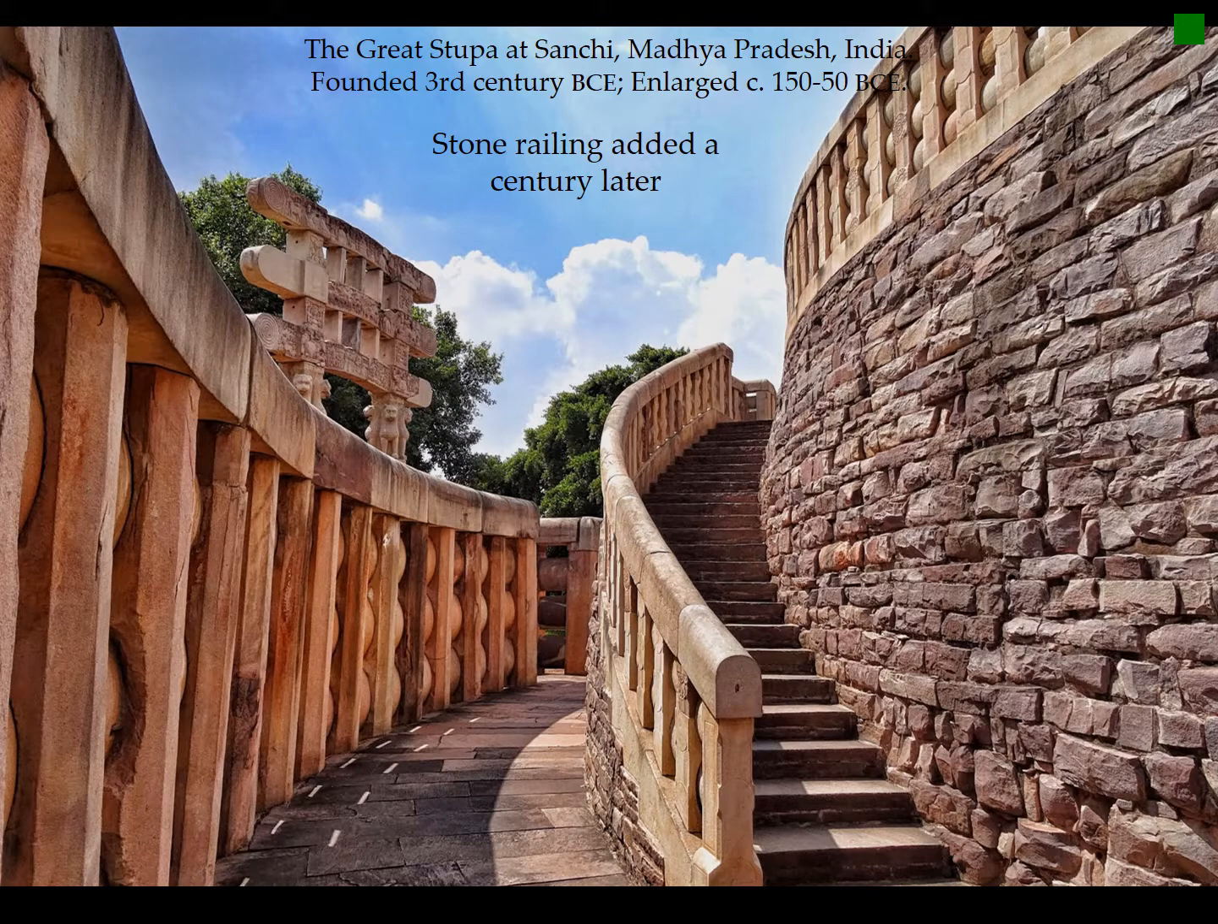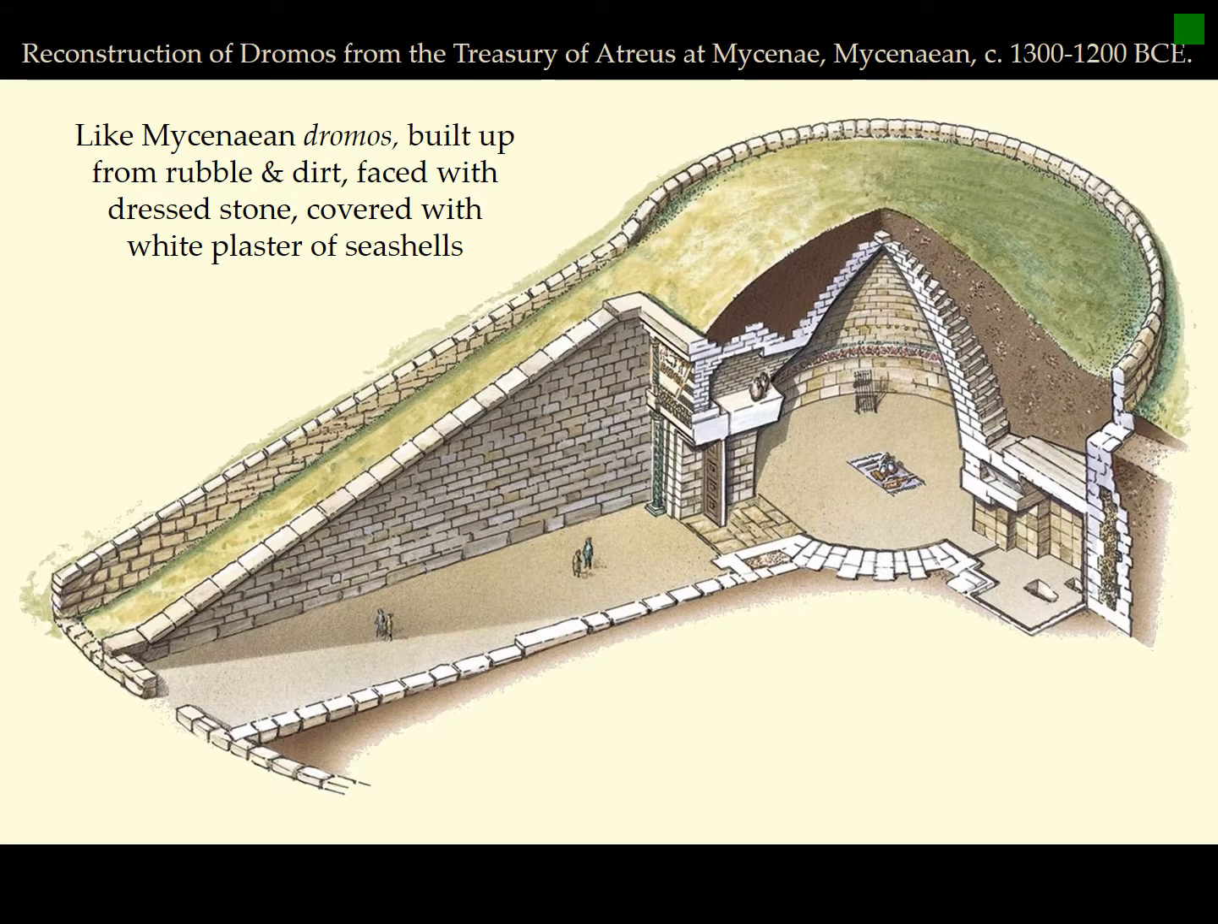The stone railing is actually added a century later after its original founding in the 3rd century BCE, and then allows us to circumambulate, just like we would at the Dome of the Rock, walk around the rock from which Muhammad ascends on his night journey to heaven. Like the Mycenaean dromos, we find that it is built up from rubble and dirt and faced with dressed stone covered with white plaster and seashells, thus to give it that iridescent gleaming effect that we find Buddhist art will so often have.